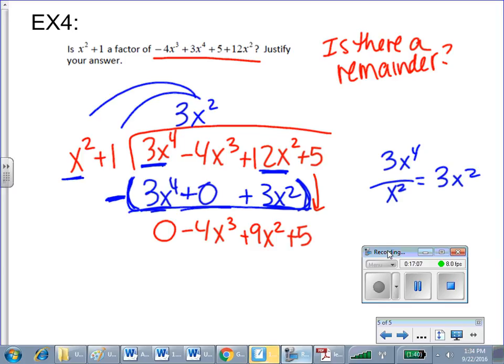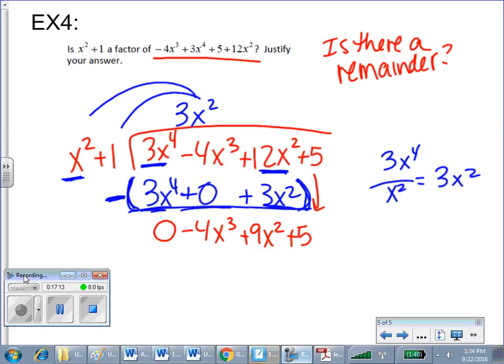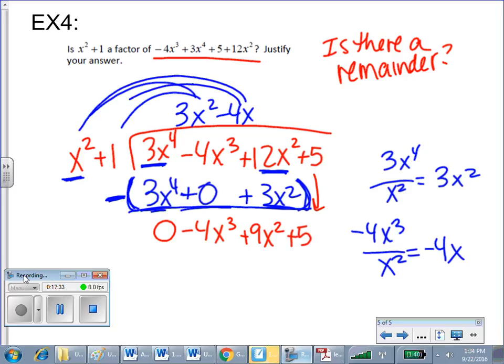How many times does x go into negative 4x cubed? So I'm going to divide on the side. Oh, sorry. How many times does x squared go into negative 4x cubed? Okay, well, it goes in negative 4x times. I'm just dividing. So I'm going to write that up there, negative 4x. Okay? So now I'm going to take that negative 4x and multiply it back here.